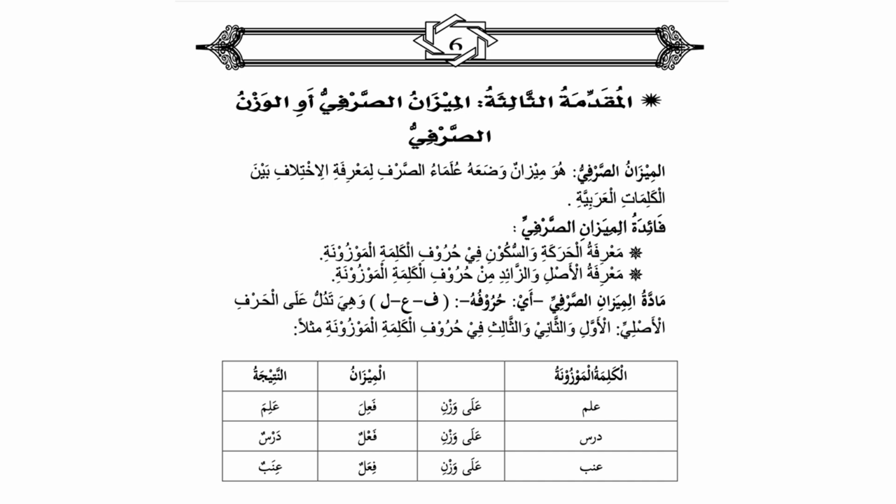The second one is ma'rifatul usul wal-za'id. You will know the root letters from the za'id, which has been increased. من حروف الكلمة الموزونة. So you know the root letters from that which has been added. So what's the first benefit? And the second one? The second benefit will come next week, so we'll focus on the first one.